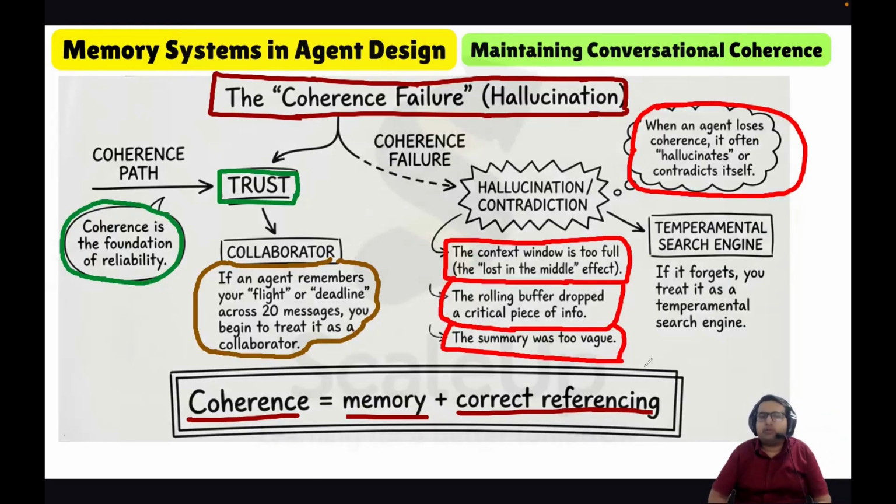And this is very important to build trust, because coherence is the foundation of reliability. If the agentic AI system forgets, you will treat it as a search engine. You will not treat it like a partner or a collaborator. Rather, you will treat the agentic AI system as a search engine. So now the importance of maintaining conversational coherence is very clear. That is memory plus correct referencing.